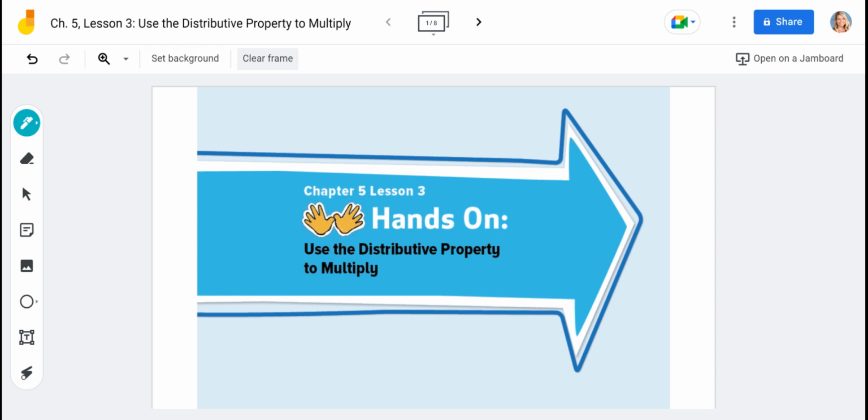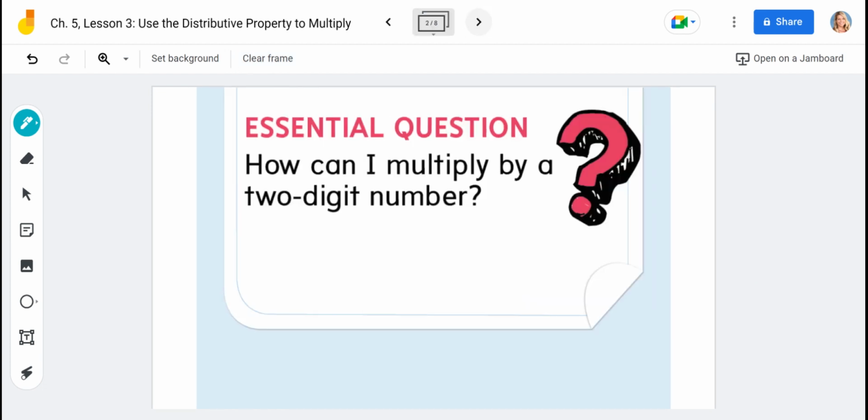All right, so I'm going to run through this chapter 5, lesson 3 with you quickly so I don't take up too much of your time. Today we are using the distributive property to multiply two-digit numbers. Our essential question for this chapter is: how can I multiply by a two-digit number?